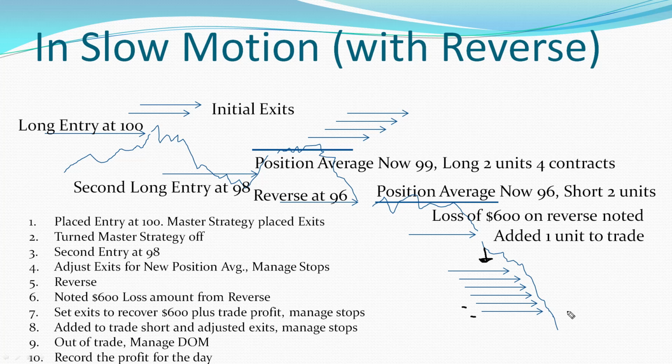So you always need to watch the dome, make sure you're flat, and make sure you don't have any orders on the dome, i.e. stops. All right, so you're out of the short trade again, and you record once again the profit for the day, so that you're set up for the next trade as well. So I'm hoping some of these mechanical points in these trades help, right?